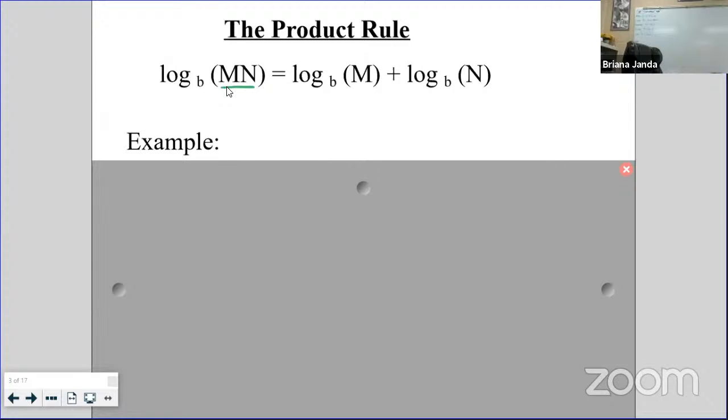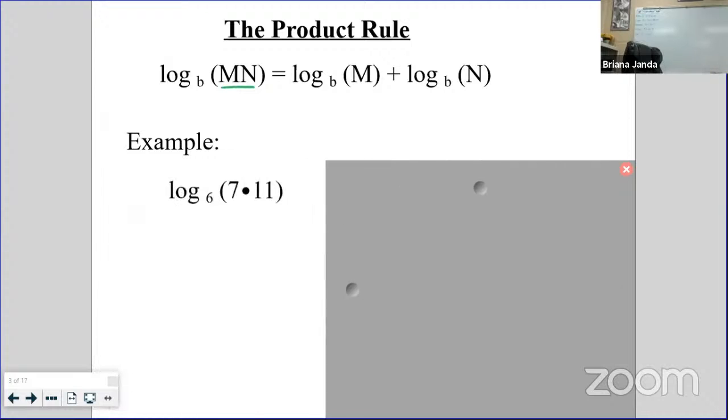So, seeing some basic examples of each of these rules in action. We have log base 6 of 7 times 11. I can rewrite that. I'm going to use an inappropriate math word here, distributing the log base 6, because that's not actually what's happening, but it's kind of what it looks like is happening. But understand the product rule translates the symbol between them to a plus.